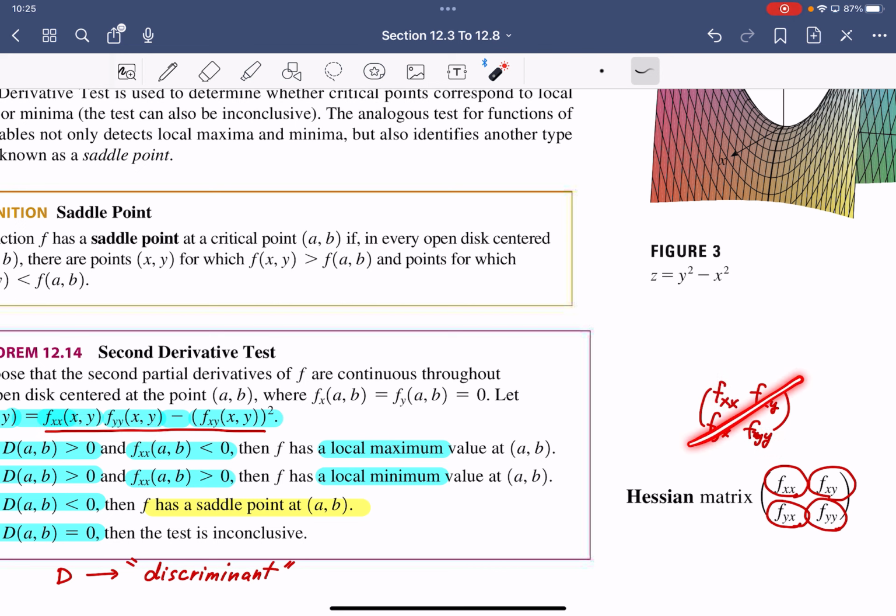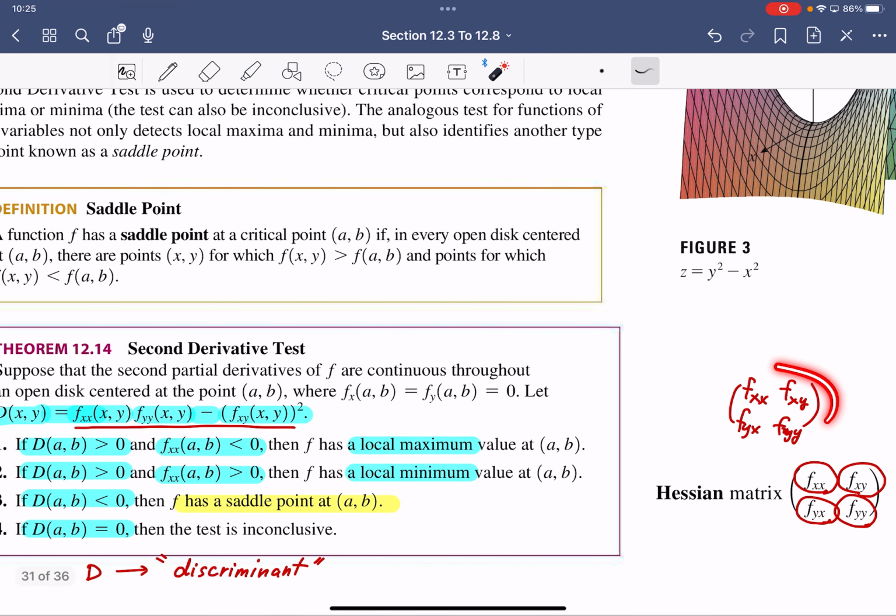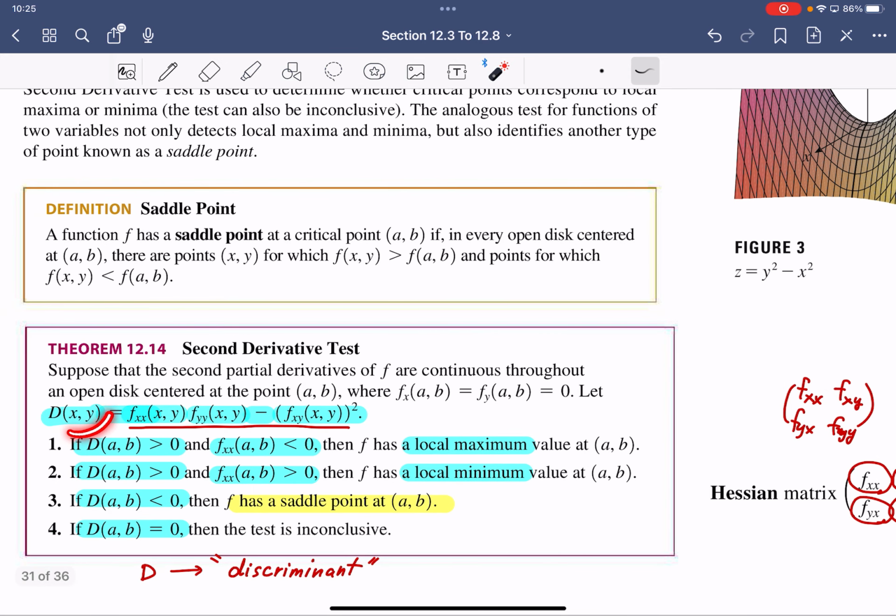And then you cross multiply here, which gives you fxy and fyx, which are the same when the function is continuous. So you can square it. If you memorize this matrix, you remember it's cross here minus cross here, and that's your D. Once you get your D, you compare it with 0: greater than 0 means you get a max or min, less than 0 means you get a saddle point, and equal to 0 means the test is inconclusive.